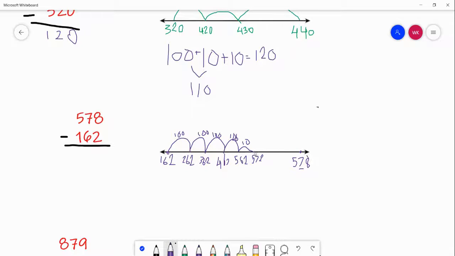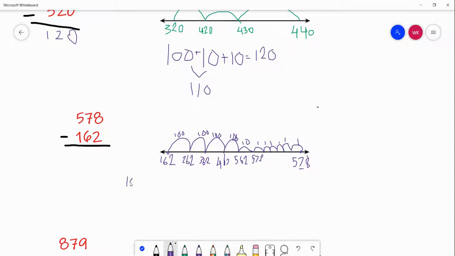So we have 572, 573, 574, 575, 576, 577, 578. So let's count how many jumps we made there. We had 1, 2, 3, 4, 5, 6. So now we're going to add all of these numbers together.